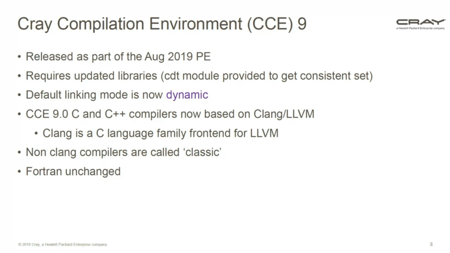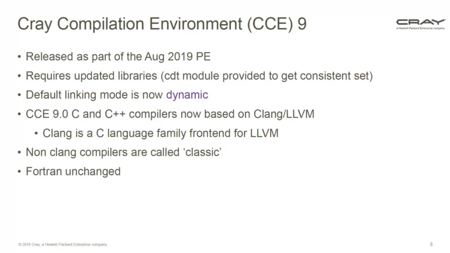But one big change here is that the CCE9 C and C++ compilers are now based on Clang. Clang is a C language family front end for LLVM. So there's been a complete change here. And just so that it's not too confusing, the traditional CCE compilers have been termed classic. Now both are available at CCE9. So the default compiler is a Clang-based one, but you can switch modules to get back the classic one. It'll look and feel like the compiler you've currently been using.